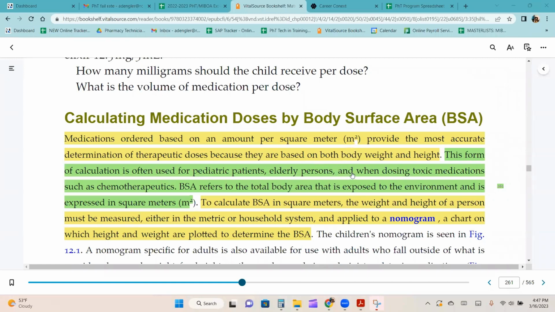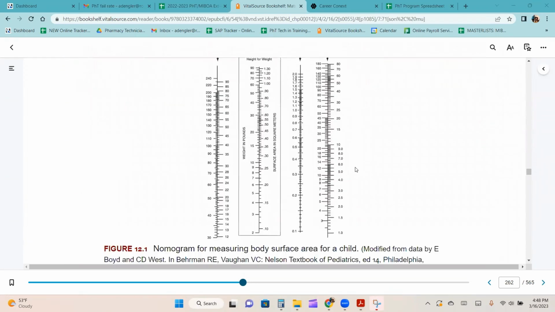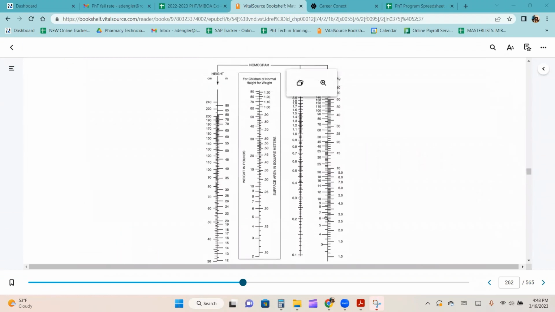Medications ordered based on an amount per square meter provide the most accurate determination of therapeutic doses because they are based on both body weight and height. This form of calculation is often used for pediatric patients, elderly persons, and when dosing toxic medications such as chemotherapeutics. BSA refers to the total body area that is exposed to the environment and is expressed in square meters. To calculate BSA in square meters, the weight and height of a person must be measured either in the metric or household system and applied to a nomogram, which is a chart on which weight and height are plotted to determine the BSA. So this is a nomogram for measuring body surface area for a child.